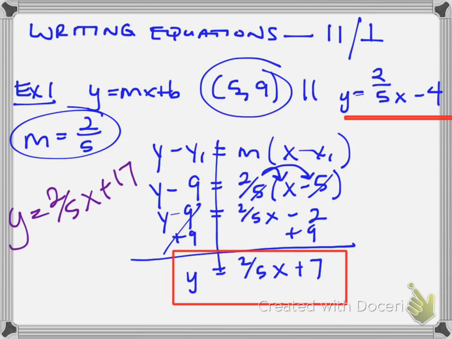But the problem is what's wrong with this? It doesn't match up with the 5. Yeah, it probably won't go through this point. We've got to use this point in order to make sure it goes through that point. Does that make sense? Okay, so that won't work. You don't just make up any equation. You actually have to use point slope form. Okay, let's look at another example.